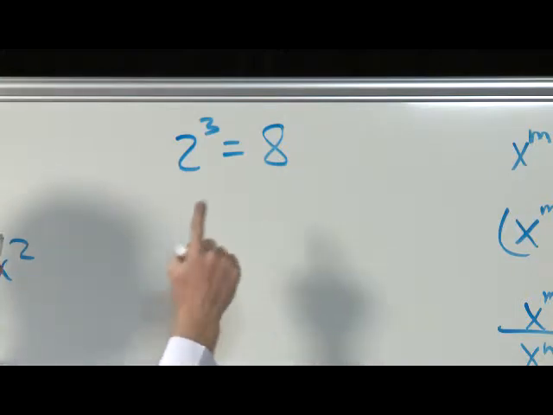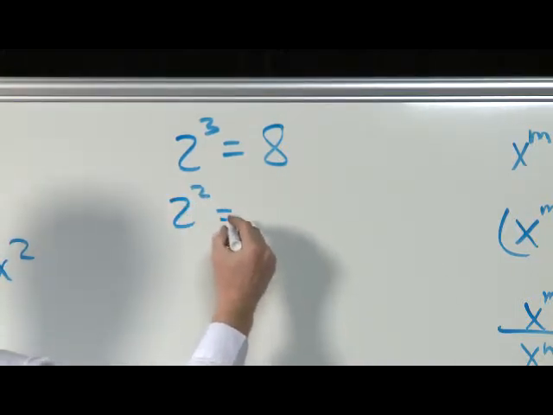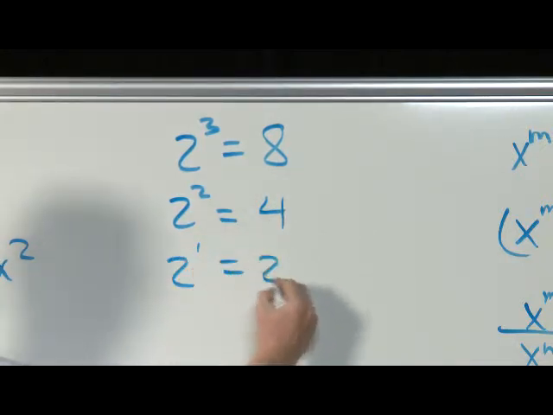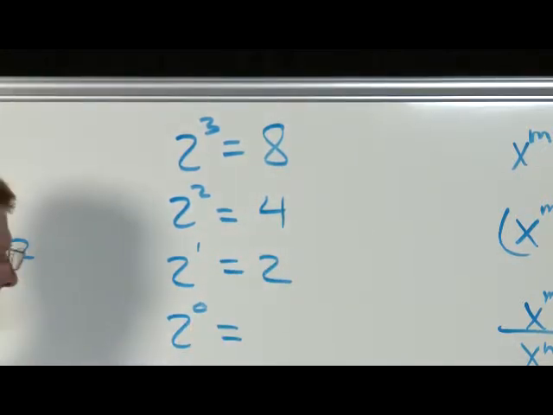8. That's 2 times 2 times 2. 2 to the 2nd power, 2 squared is 4. 2 to the 1 power, that's just 2. We'll come back to that guy in a minute.